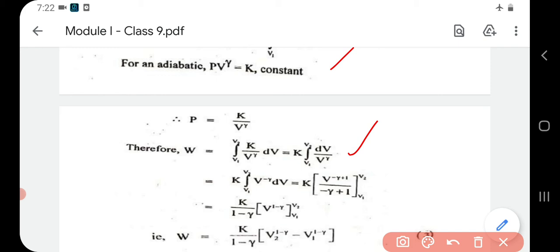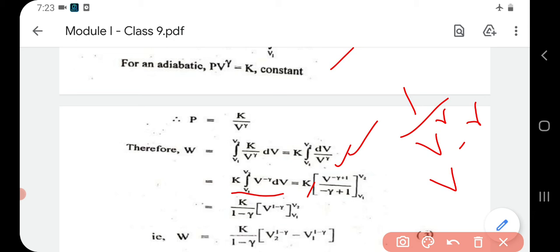Okay, now dV by V raised to gamma is the same as 1 by V raised to gamma. So 1 by V raised to gamma can be written as V raised to minus gamma. That is written here. Okay. And now K is again taken out. Now what is integral x raised to n? x raised to n plus 1 by n plus 1. Okay, that was the formula.